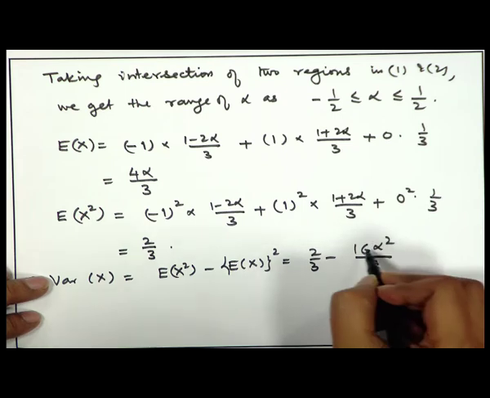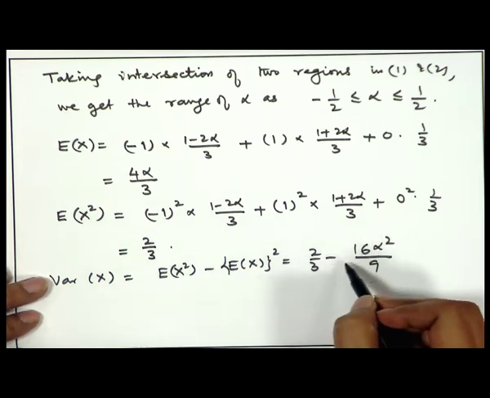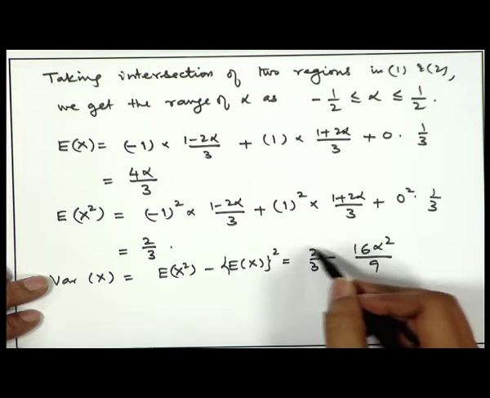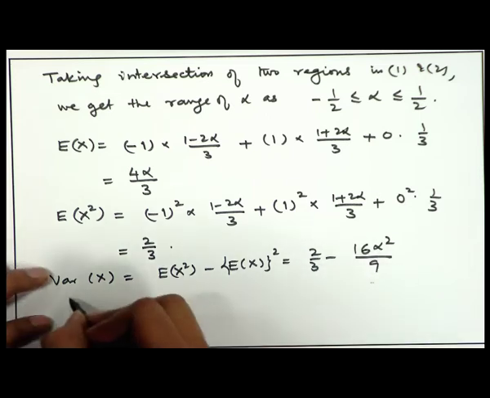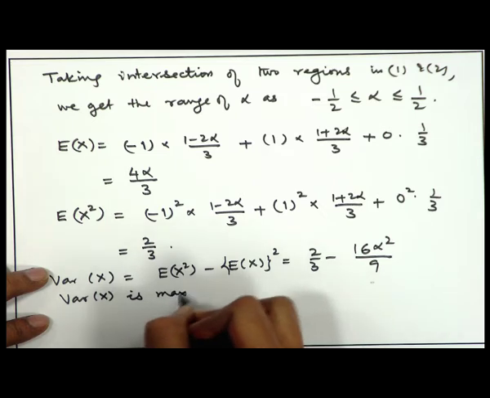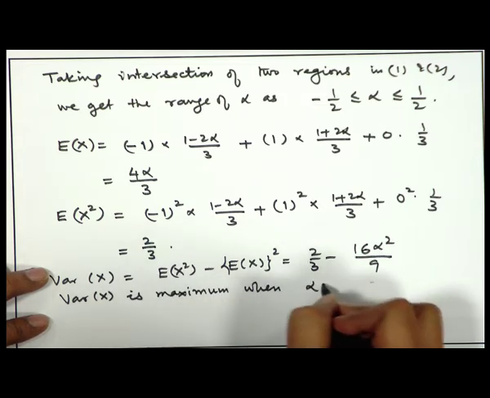Easily you can see you are getting alpha square term in the negative. So, that means this term is always positive. So, this term will be minimum if alpha is minimum, that is alpha is equal to 0, that will give me the maximum value of variance. So, variance x is maximum when alpha is equal to 0.